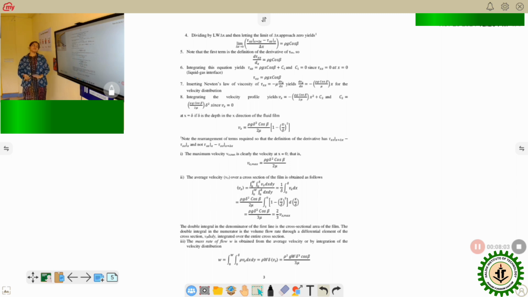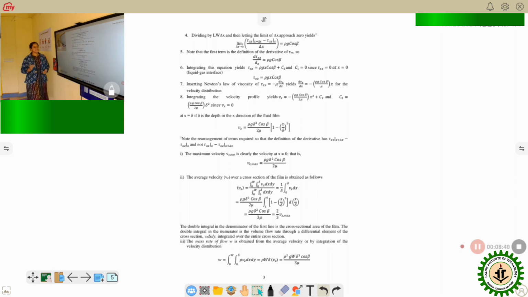C1 equals 0. Then, putting the value of C1 in the equation of tau xz, finally we got tau xz equals rho g x cos beta. Then we compare with Newton's law of viscosity. What is Newton's law of viscosity? Newton's law of viscosity is tau xz equals minus mu into dvz by dx.